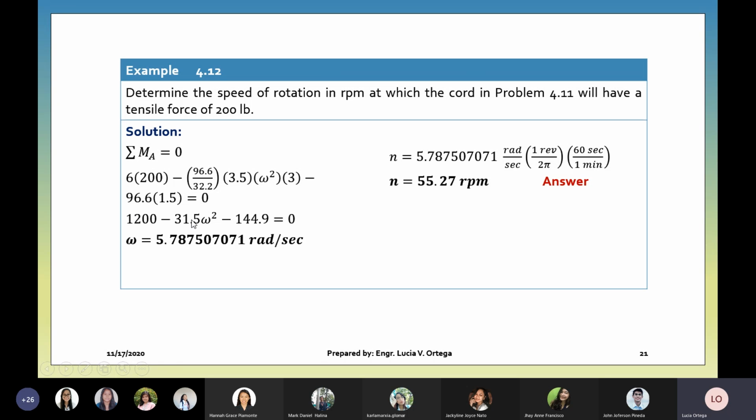Simplifying the equation, so we have 1,200 minus 31.5 omega square minus 144.9 equals to 0. Then we can solve for omega, which is 5.79 radians per second. The required is revolutions per minute. So simply N, radians per second, we multiply by 1 revolution per 2 pi radians and 60 seconds per 1 minute. So the answer would be 55.27 revolutions per minute.